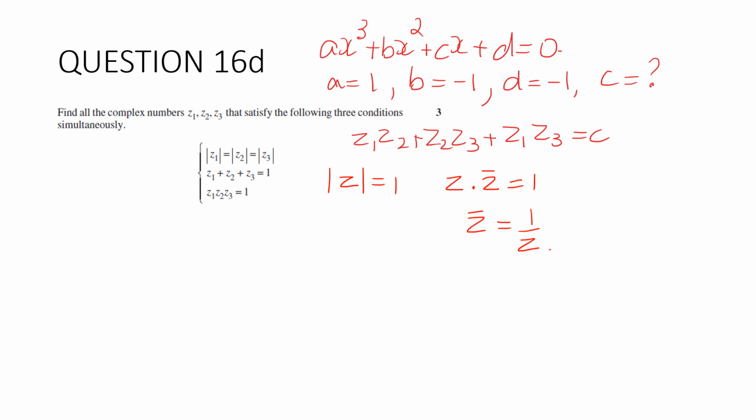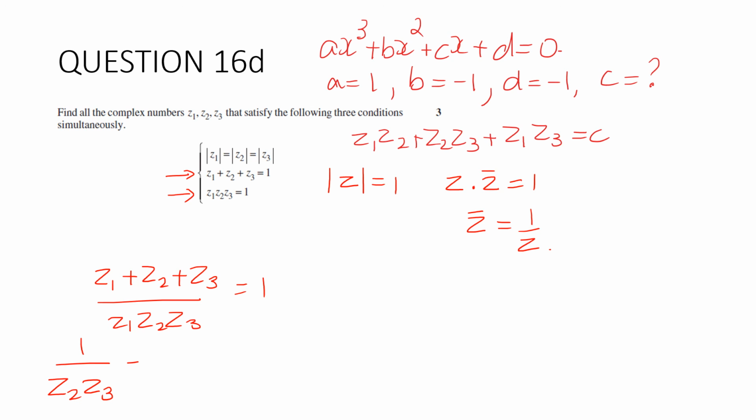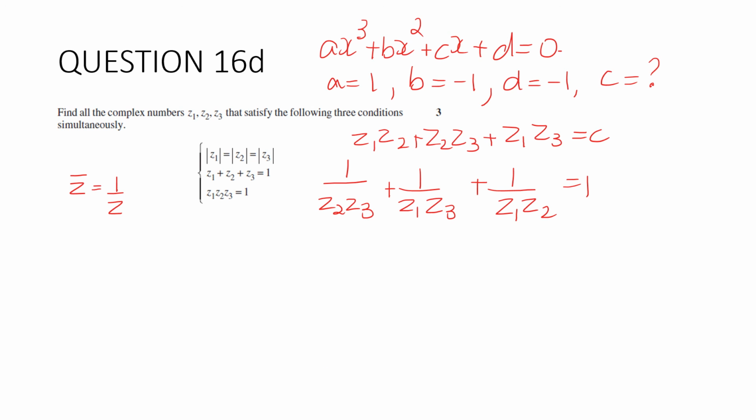All right, I'm going to take equation 2 and divide it by equation 3. So Z1 plus Z2 plus Z3 all over Z1 Z2 Z3 is equal to 1. And splitting it up, I end up with 1 over Z2 Z3 plus 1 over Z1 Z3 plus 1 over Z1 Z2 is equal to 1. Now I'm going to use this and rewrite it. So 1 on Z2 is the same as the conjugate of Z2. 1 on Z3 is the same as the conjugate of Z3. And this will be conjugate of Z1 conjugate of Z3, conjugate of Z1 conjugate of Z2 is equal to 1.